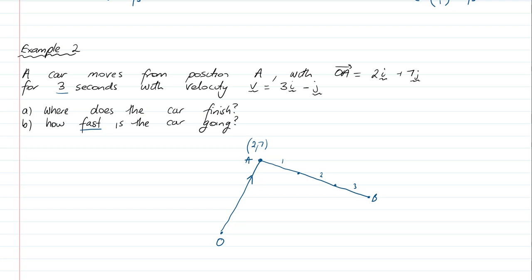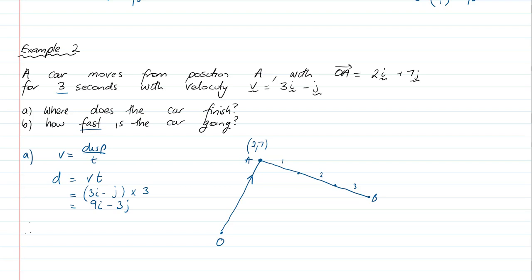So actually we can do this logically. We can work out where point B is just by adding that velocity on 3 times. But let's do this technically, mathematically. Remember that velocity is equal to displacement over time. And so if I rearrange that, I get displacement is equal to velocity times time, which is, in this case, 3i minus j times 3 seconds, which is 9i minus 3j. That's the displacement from A.